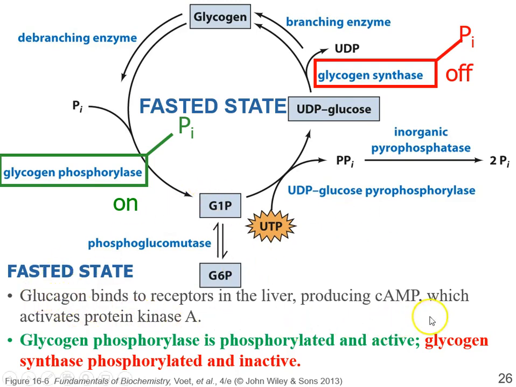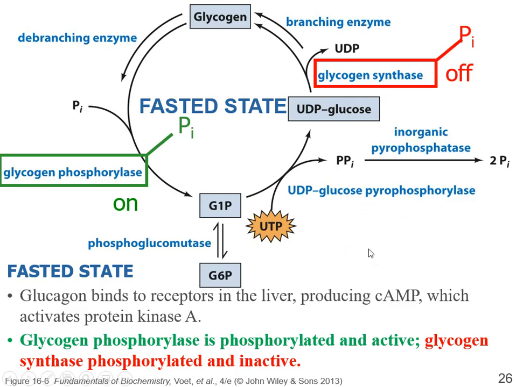You might remember the last time that we talked about gluconeogenesis, we talked about how glucagon binds to its receptors, activates the G protein, activates adenylate cyclase, produces cyclic AMP, and cyclic AMP activates protein kinase A. And protein kinase A does what kinases do, and it phosphorylates targets. So both the glycogen phosphorylase and the glycogen synthase are phosphorylated. But in the case of the glycogen phosphorylase, phosphorylation turns it on, whereas in the case of glycogen synthase, phosphorylation turns it off.